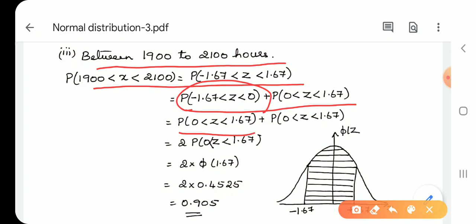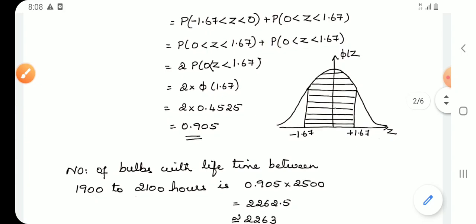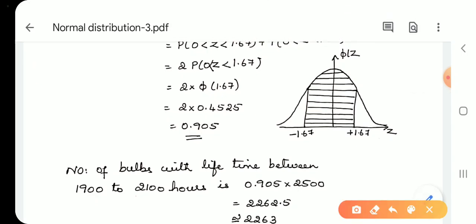Here we are using the result that the negative portion is exactly symmetrical to the positive portion of the given values, and the second term we will write as it is. So both the terms are same, so we get 2 times P of 0 less than Z less than 1.67. So if I draw the bell curve and mark the points, it will be this shaded portion as shown in the figure. So this is 2 times phi of 1.67. So the value of phi of 1.67 is 0.4525, and 2 times that is 0.905.